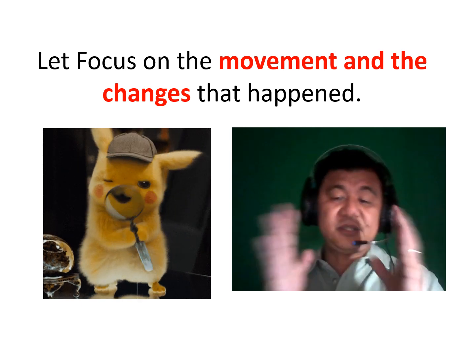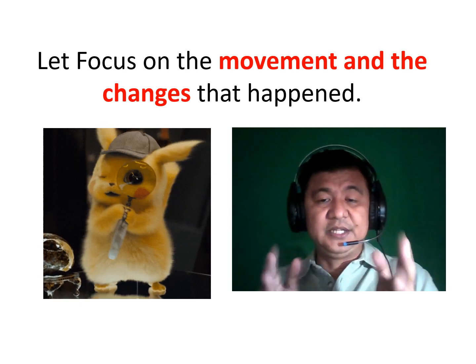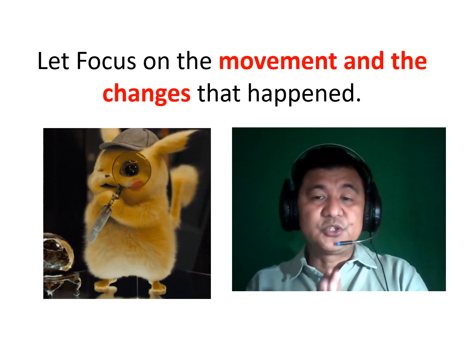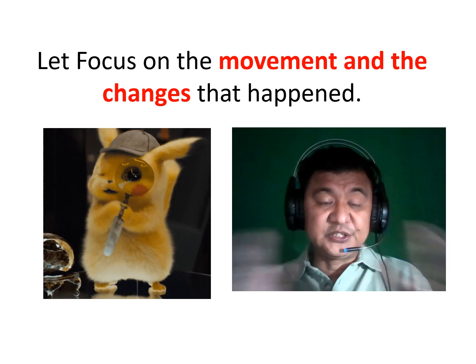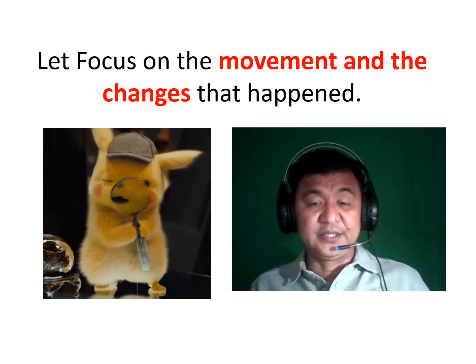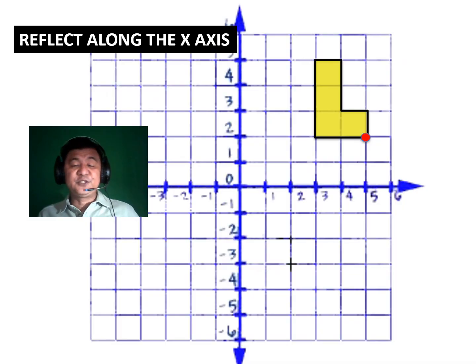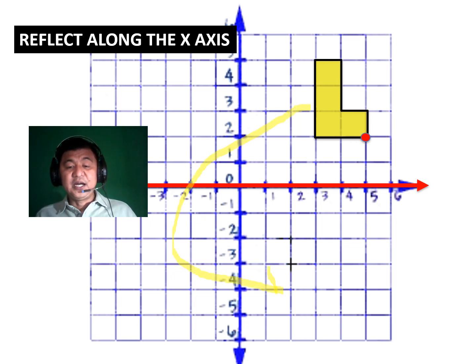So at this first part of the lesson, I want us to focus on the movement and the changes that will happen. Okay, what changes in size and shape of the following. Okay. So let's reflect first along the x-axis. The x-axis we all know is the horizontal line. Check out the red mark here. That's the horizontal line.